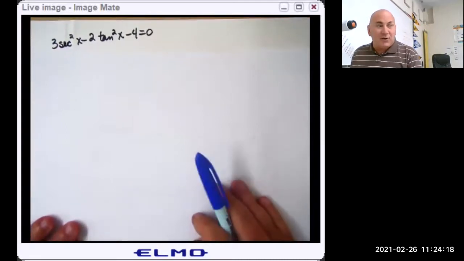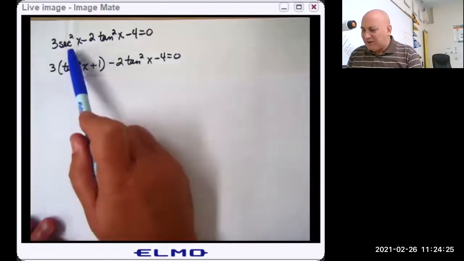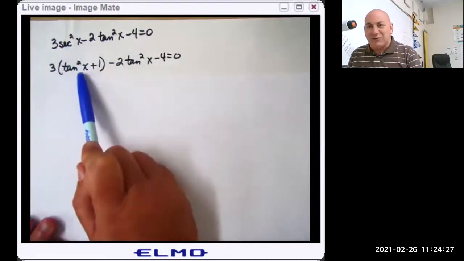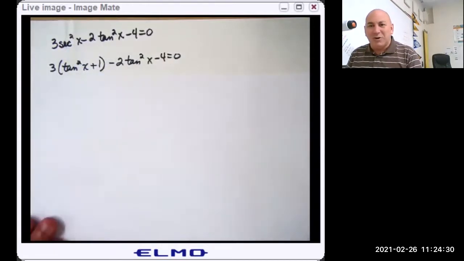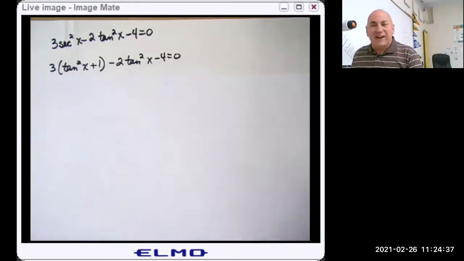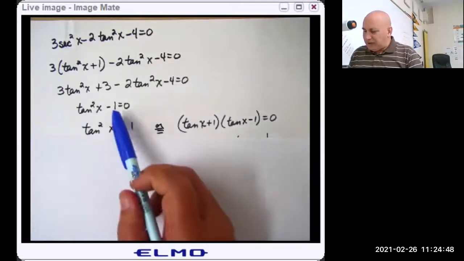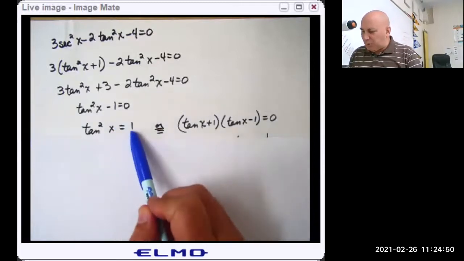So we have to start going back to a couple lessons ago. Is there anything we can substitute in here to make everything the same? And sure enough, secant squared x is tangent squared x plus 1. That's one of our Pythagorean identities. Now you see that everything's in terms of tangent x. That makes life much easier. So tangent squared x equals 1.